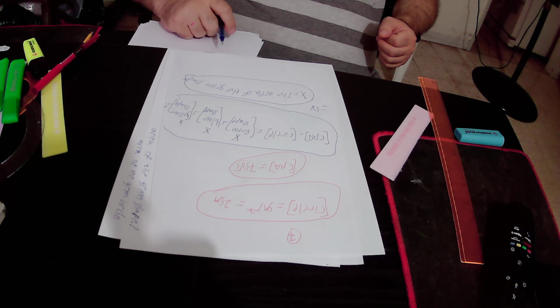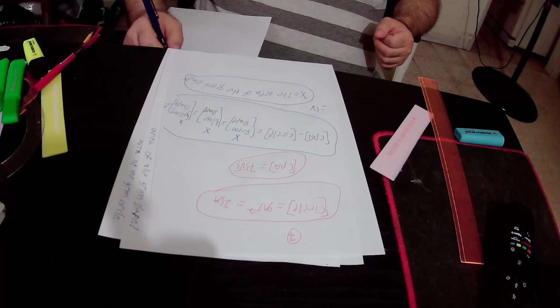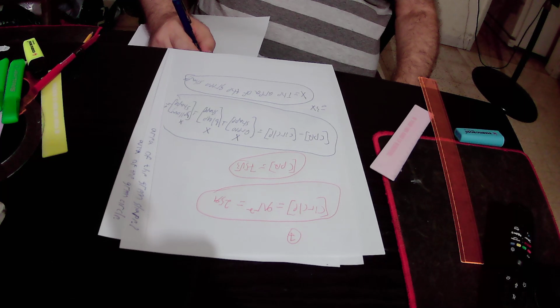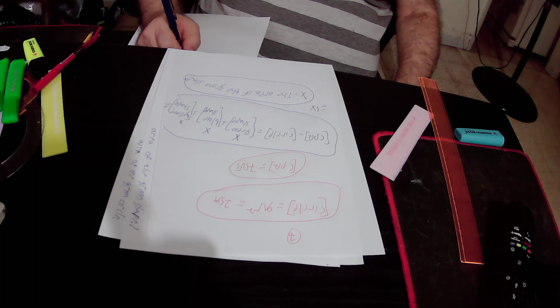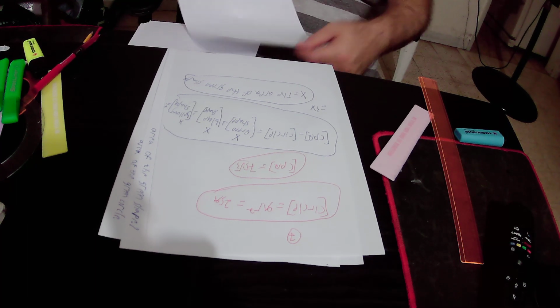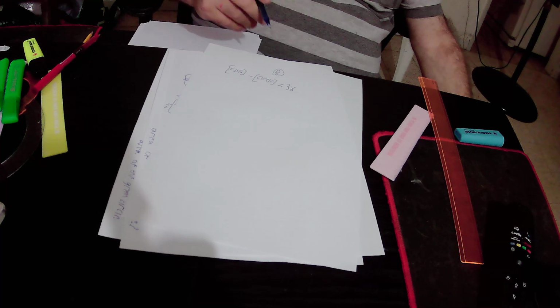Okay, so I will write it again. The area of triangle CPQ minus the area of the circle equals 3x.